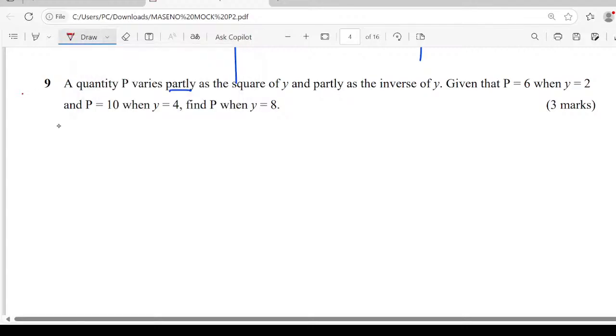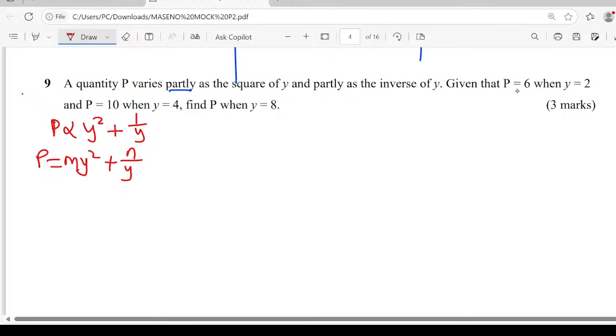So a quantity P varies partly as y squared, and partly as the inverse of y, meaning 1 over y. So P will be equal to m y squared, if m is my constant, plus n over y. That is partial variation. Two constants, my m and n here are my constants.